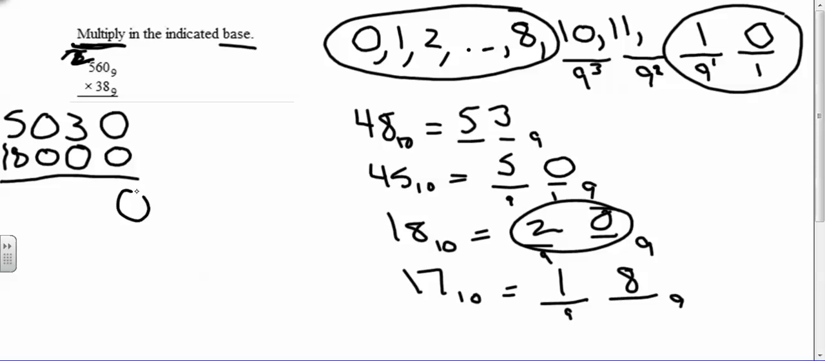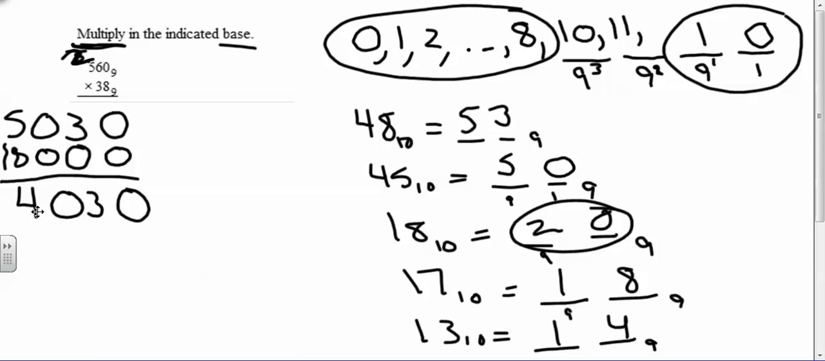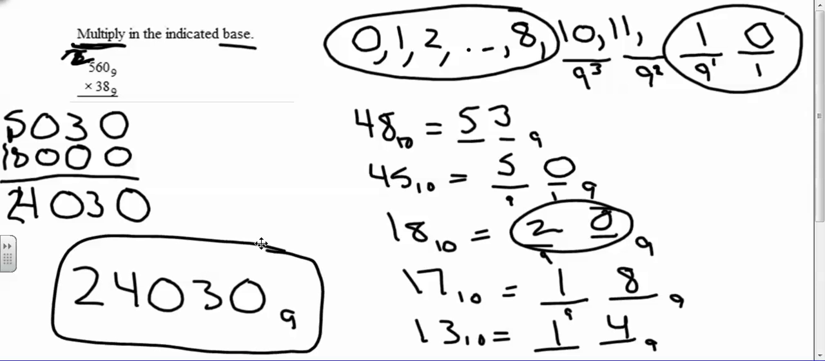So 0 plus 0 is 0. 3 plus 0 is 3. 0 plus 0 is 0. 8 plus 5 is 13 in base 10, but 13 in base 10 is one group of 9 with 4 left over, because 9 goes into 13 one time, and you have a remainder of 4. So you write down the right-hand digit and carry the left-hand digit of 1. 1 plus 1 is 2. So I'll rewrite it. It's 2, 4, 0, 3, 0, and that's in base 9. And that's how we multiply in another base.